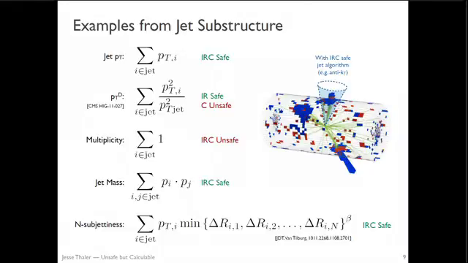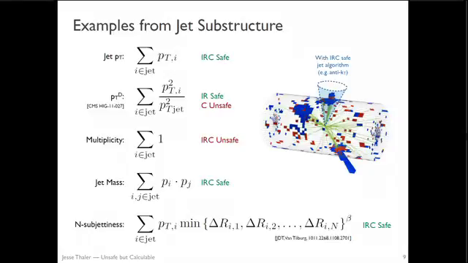By contrast, there's an observable that CMS uses, actually as part of their Higgs analysis, called PTD, which sums over the squares of the transverse momenta. That's still infrared safe, because if I add an infinitesimally soft particle, I don't change that sum. But because the sum of the squares is not the same as the square of the sums, if I have a collinear emission, I get a change in my answer, so that's a collinear unsafe observable.